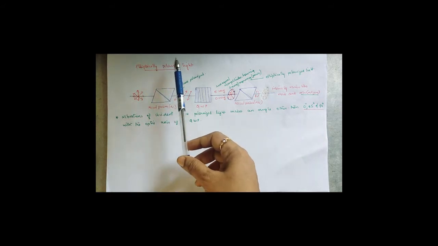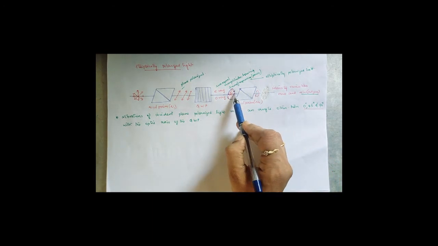Actually, this elliptically polarized light can be produced by two waves of unequal amplitudes. See, this is the elliptically polarized light. It has minor and major components. To have the unequal amplitudes, the vibrations are at right angles to each other with a phase difference of pi by 2. Phase difference pi by 2 means path difference lambda by 4 between them.